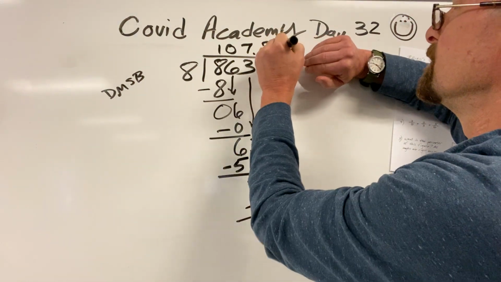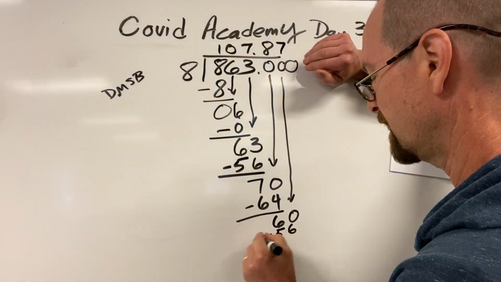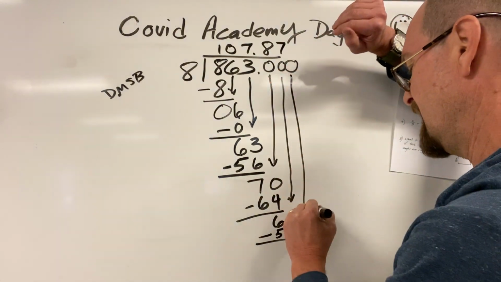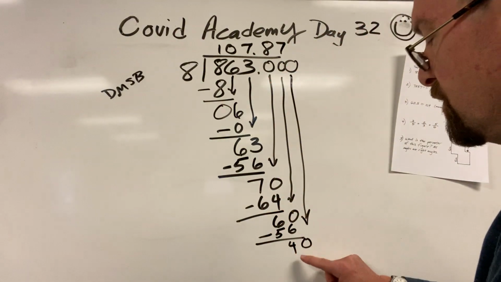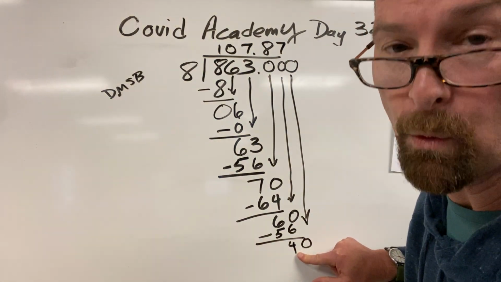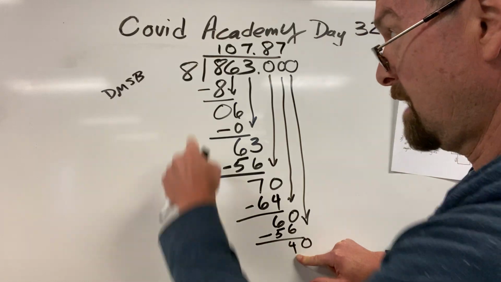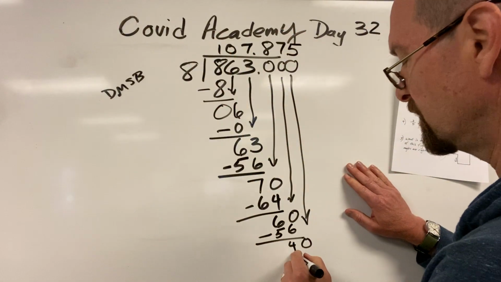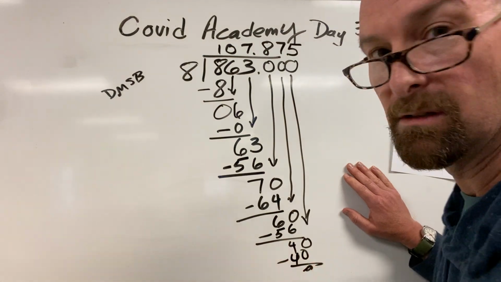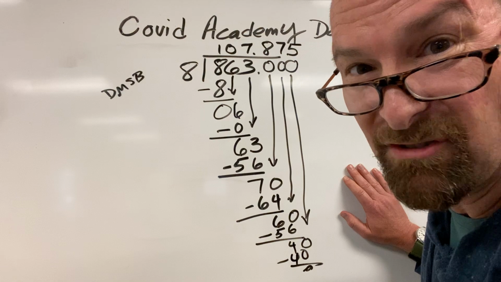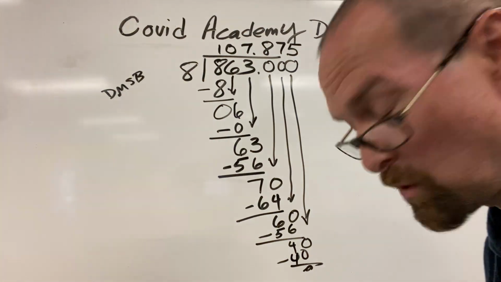7. 7 times 8 is 56, and now it's going to work out beautiful. Just going to fit on your screen, too. I'm going to bring down that last 0. And why do I say beautiful? Because I know that 4 is going to become a 40, and I know the 8s fit into 40. Perfect. How many 8s fit into 40? 5 times 8 is 40. I know they're going to subtract and get me zeros, and I'm going to be done. 108 and 875 thousandths. That is the answer to the first problem.